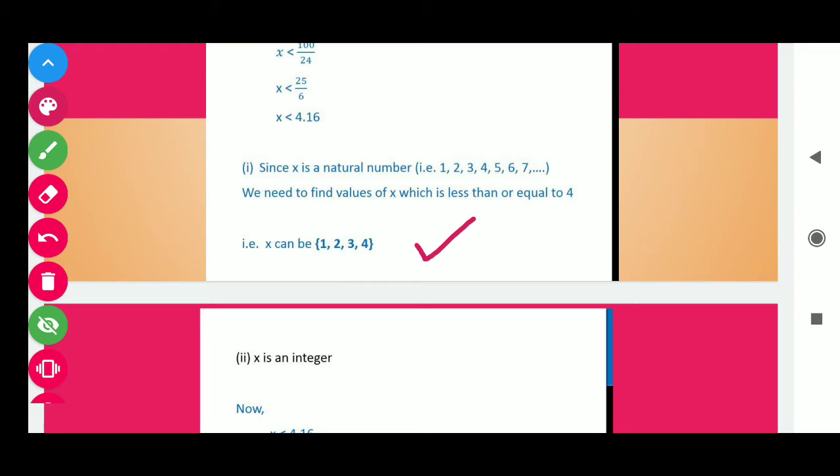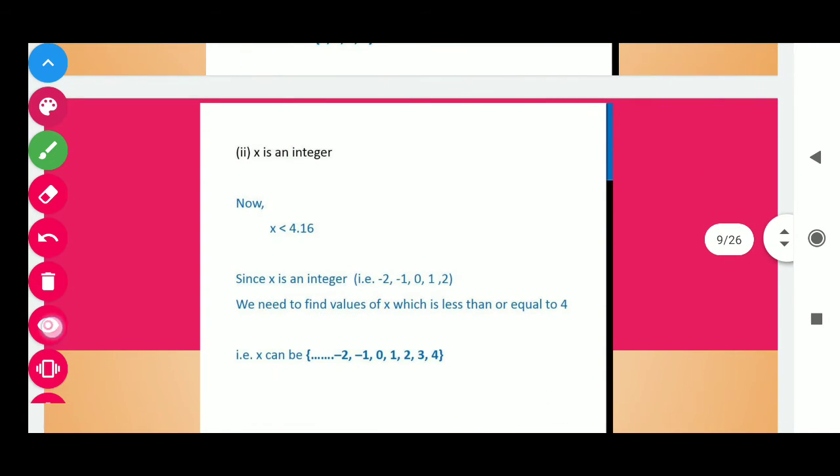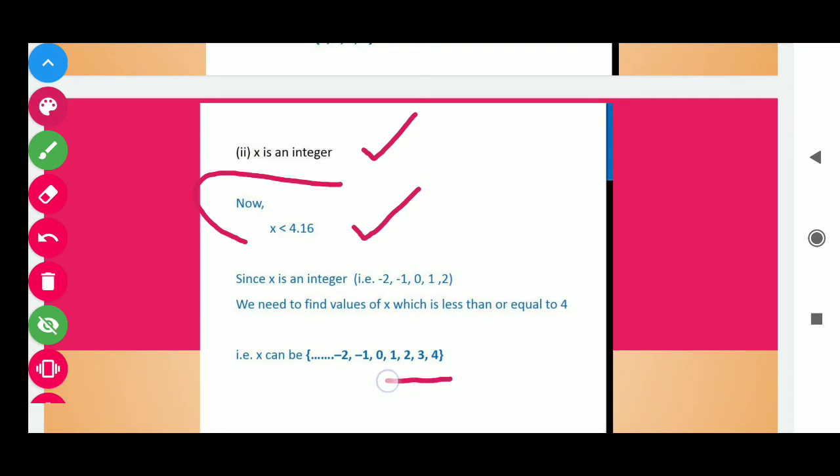Now here we have the second part. Second part is when x is an integer. We have to find for integers. And what are integers? Integers include positive and negative numbers with 0. Now x is less than 4.16. So students, the values which are less than 4.16 and belong to the integers. In this way our answer is 4, 3, 2, 1, 0, -1, -2 up to minus infinity. In this way this is our answer.